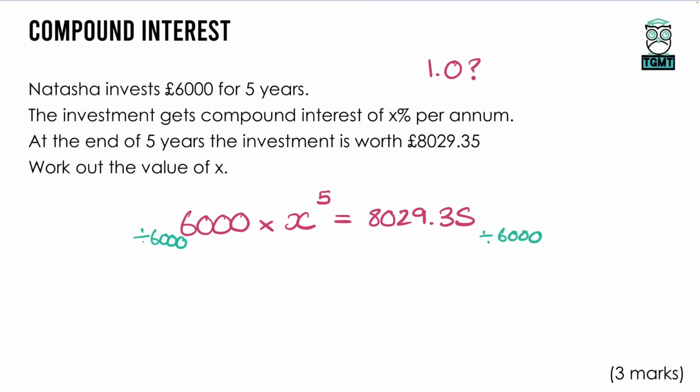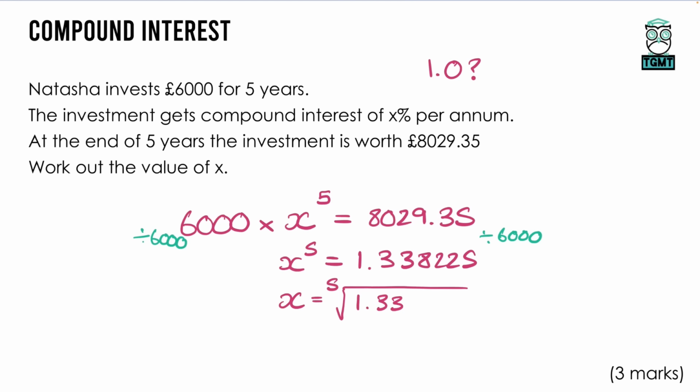It's more the multiplier at the end we're going to be really careful of. So that would leave us with x to the power of 5 is equal to £8,029.35 divided by 6,000, and that comes out as 1.338225, but this is x to the power of 5. So we need to do the fifth root of this number. So just like when you reverse a square root or a cube root, here we just need to do a fifth root. And there is a button on most calculators which is a square root button with like a little square next to it.